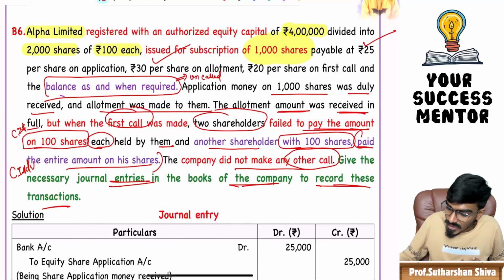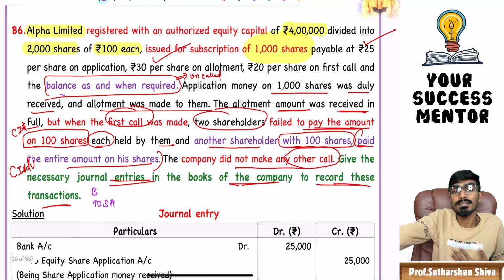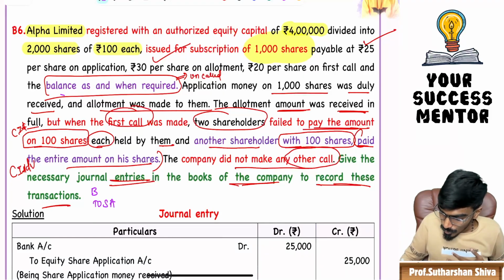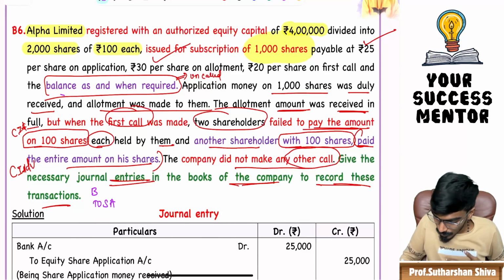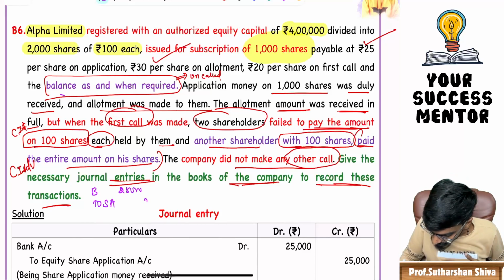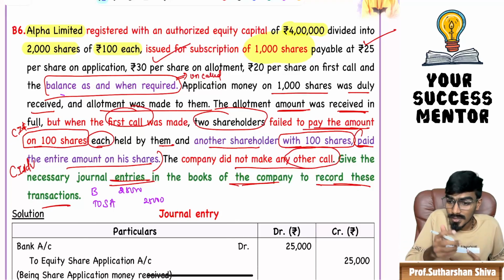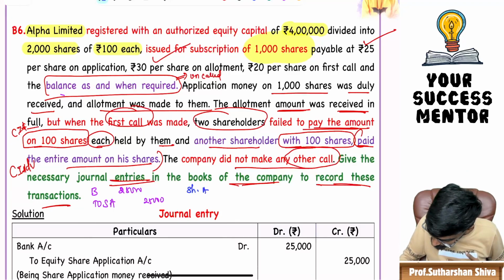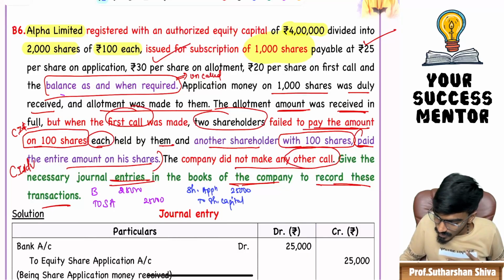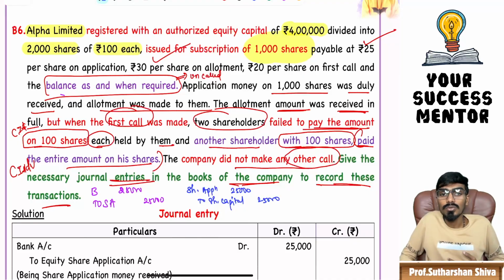Can we pass the first entry? What is the first entry we need to pass? Bank to share application. For 2000 shares you will pass, or for 1000 shares you should pass? 1000 shares, sir. Only 1000 shares. Super. Then 1000 shares into 25 rupees, you will be getting 25,000. Once this 25,000 is over, what is the next entry we should pass? That share application of 25 will be there. Can I transfer it entirely to share capital? Yes, sir. There is no excess, everything. So 25,000 to share capital.